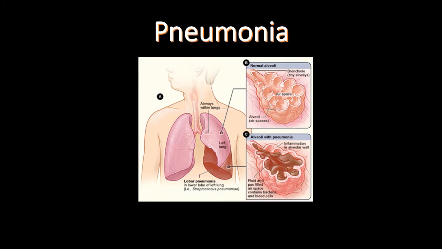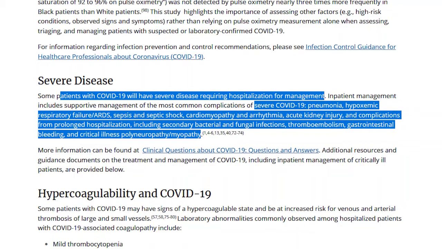Pneumonia is a lung infection where alveoli inside your lungs are filled with fluid. It is caused by viruses, bacteria, and fungi. According to the CDC, COVID-19 pneumonia, along with other diseases such as cardiomyopathy and arrhythmia, is categorized under severe COVID-19 diseases that require hospitalization for management.